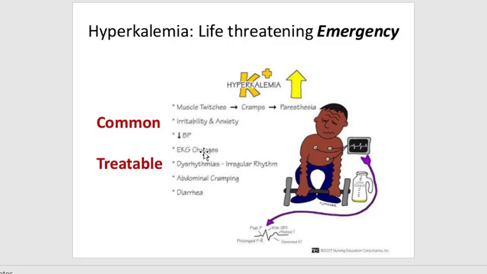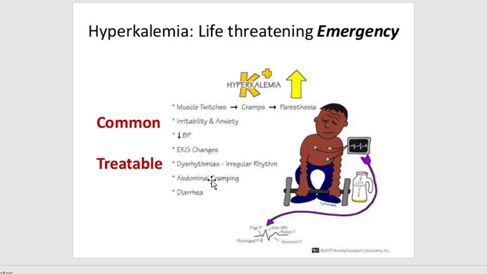It's going to cause overexcitability on the EKG, and you can run into things like VTAC and things like that. Arrhythmias, we talked about that. Abdominal cramping and diarrhea. So the hypokalemia, the low potassium, causes the constipation and the paralytic ileus. The high potassium does the opposite, causes cramping and diarrhea.